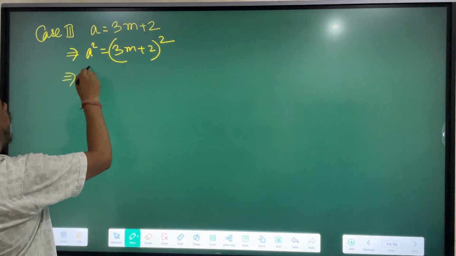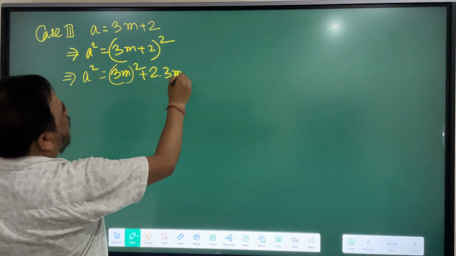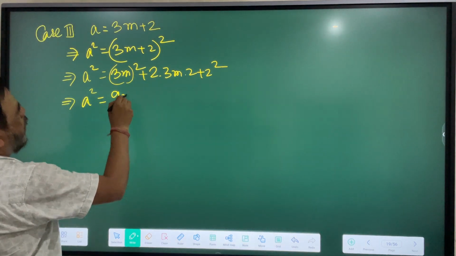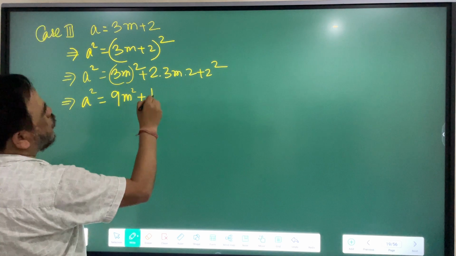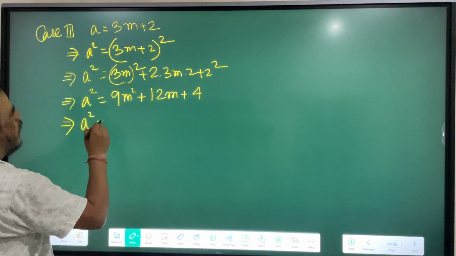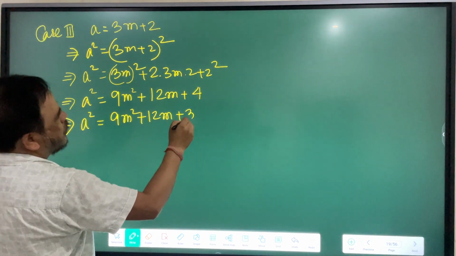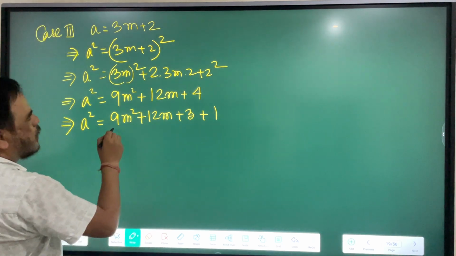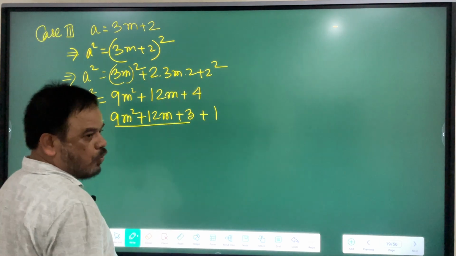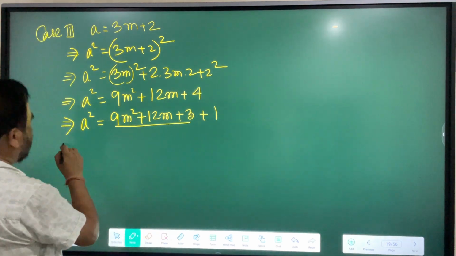So a square is equal to (3m) square plus 2 into 3m into 2 plus 2 square. a square is 9m square plus 12m plus 4, which is 9m square plus 12m plus 3 plus 1. Why is this plus 1 taken separately? Because for 3k plus 1 we need plus 1. So plus 1 from 4, 3 plus 1 is done, so that 3k plus 1 can be shown.